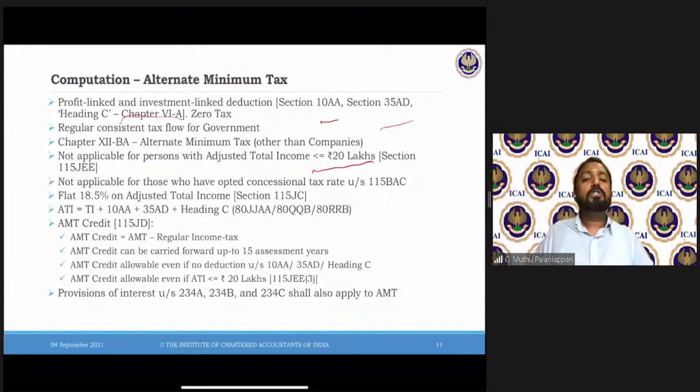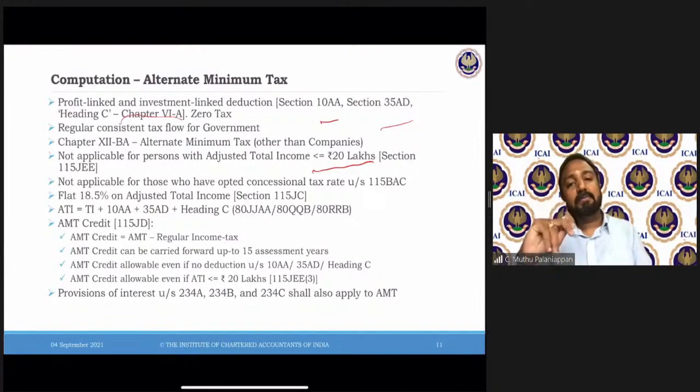Only then is this applicable. If it is less than or equal to 20 lakhs, if it does not exceed 20 lakhs, this provision is not applicable. This alternate minimum tax is not applicable if your adjusted total income itself is less than 20 lakhs. What is adjusted total income? Just 3-4 bullet points below, we will have the explanation. So let me go in order.